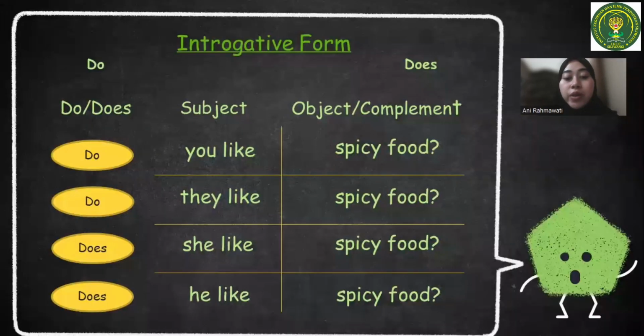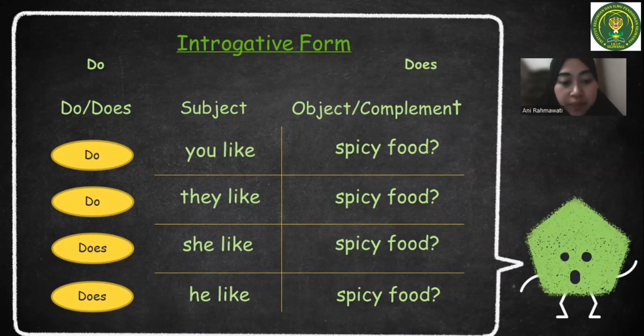How do you ask a question using the simple present tense? What we need is do and does. Seeing the form, we already know which subjects use do and which subjects use does. When we ask, we put do or does in front. Then the subject and then there is an object or complement.